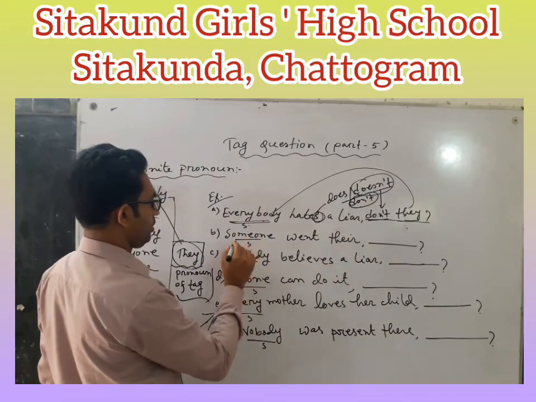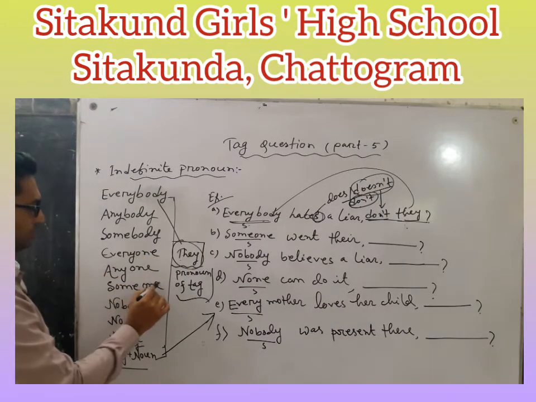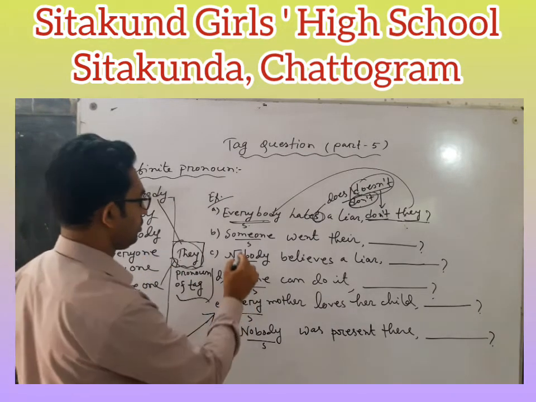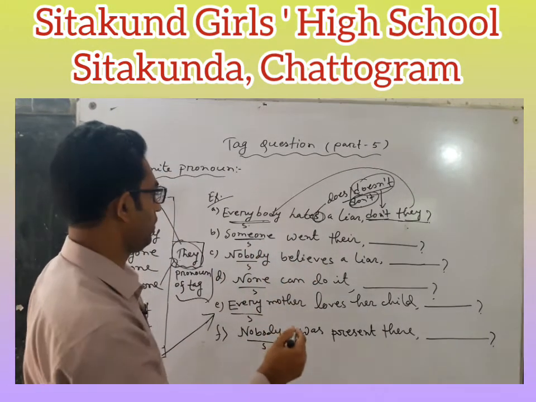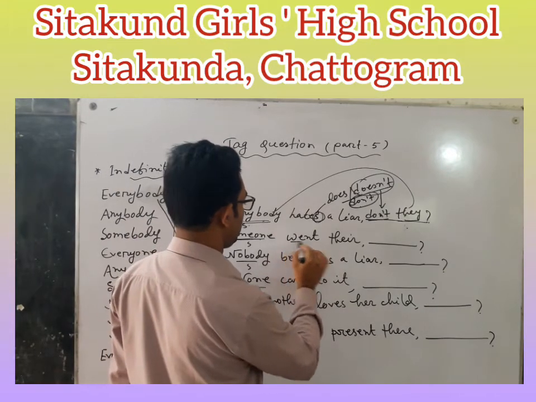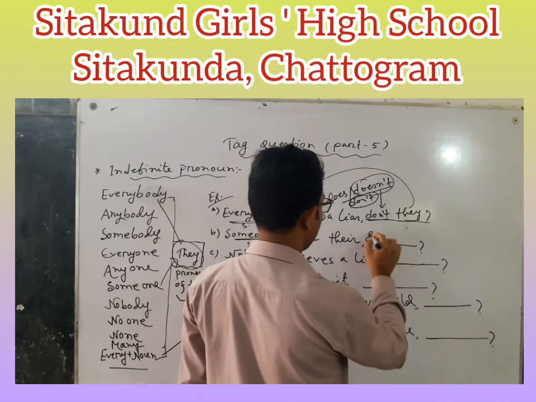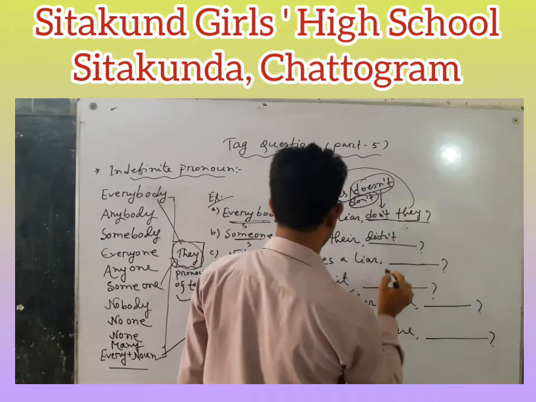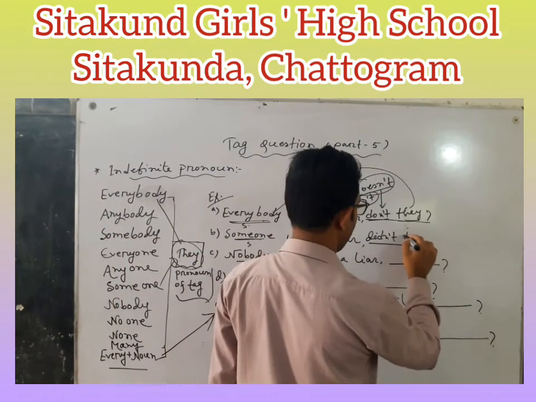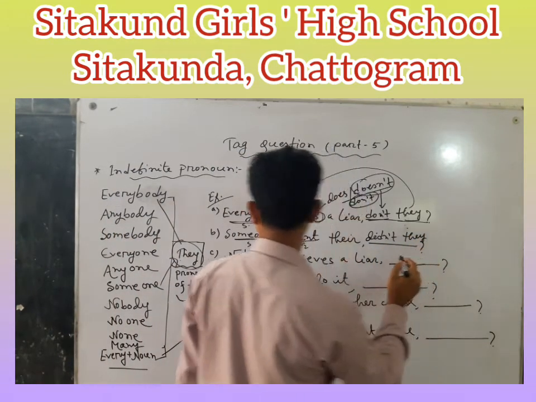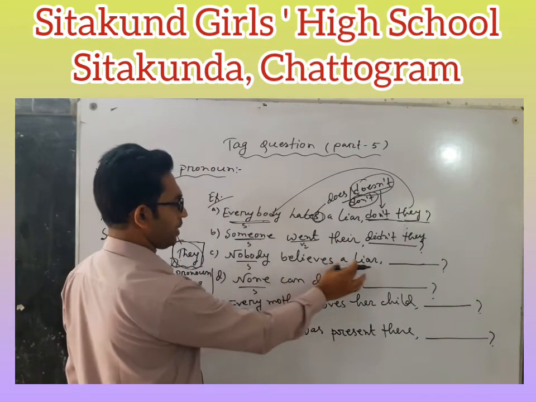And for someone, you have to write they as pronoun. This is the pronoun someone, but you have to write another pronoun in the tag question, they. Someone went there. So went is first form. For this first form you have to write didn't plus pronoun of subject. You have to write they for someone. So didn't they.